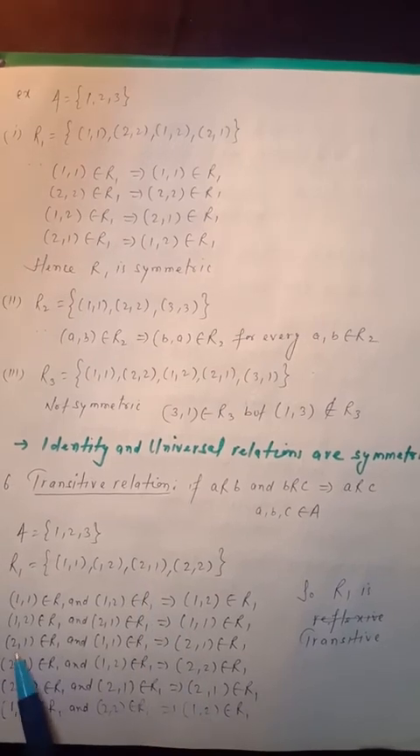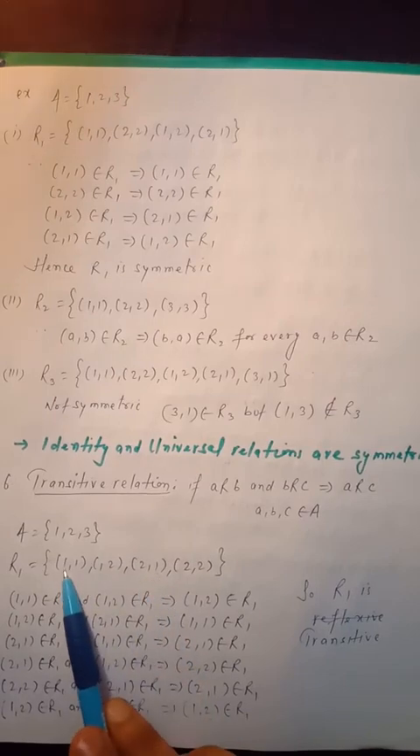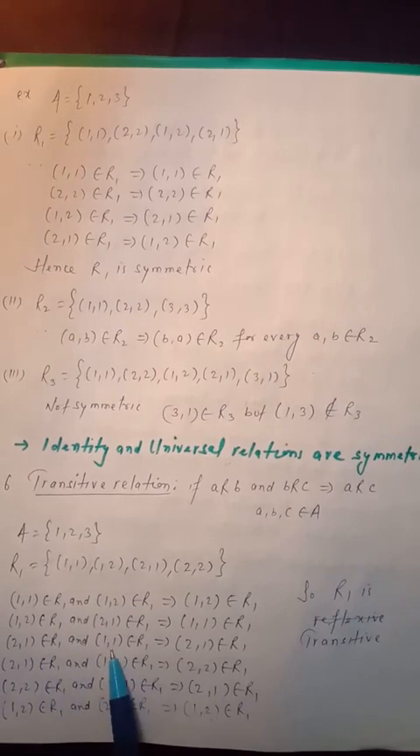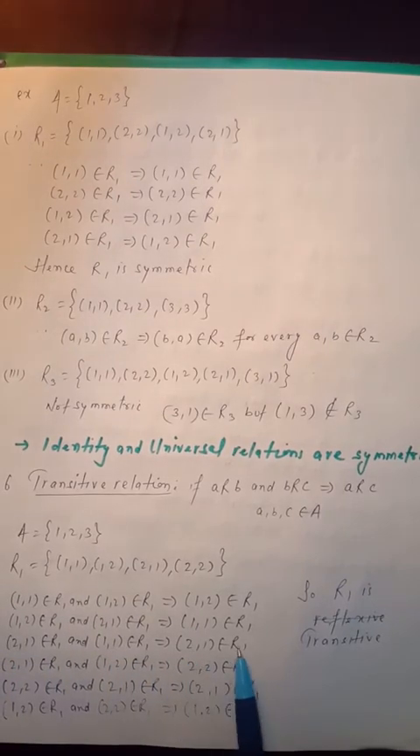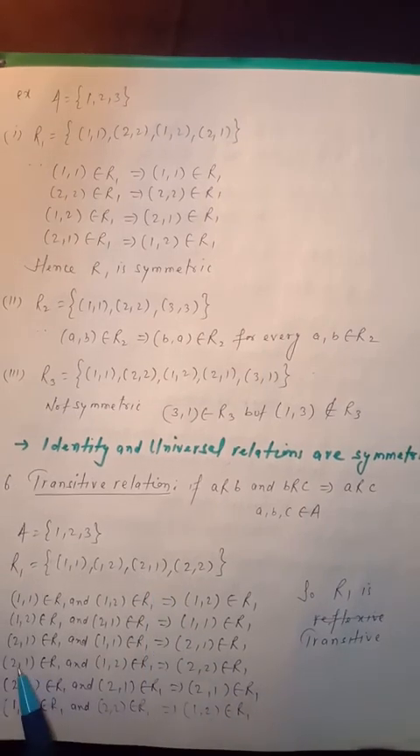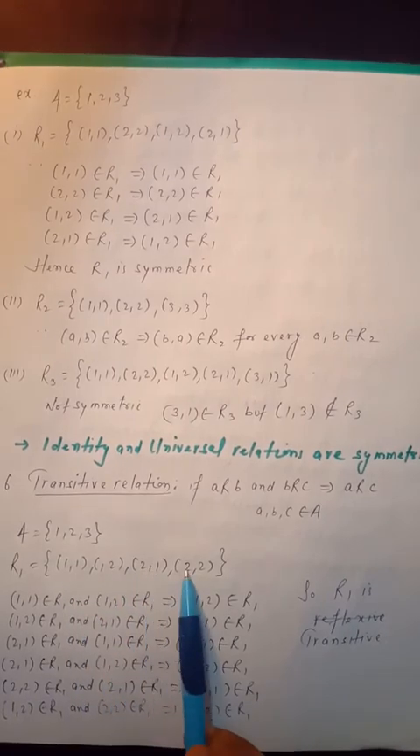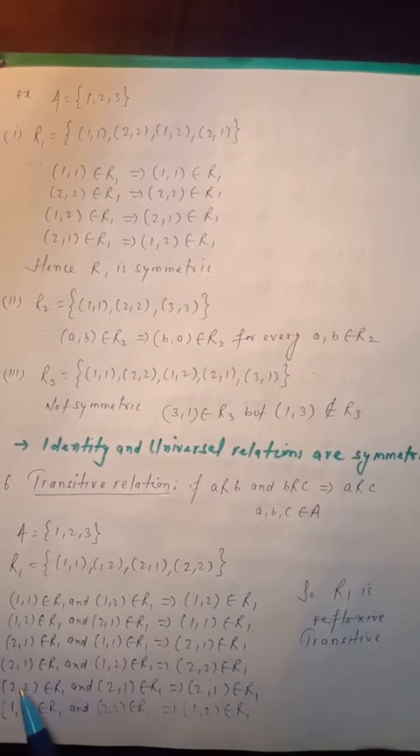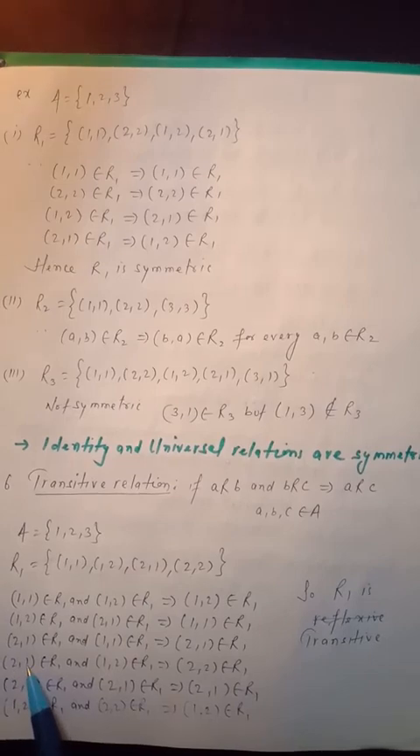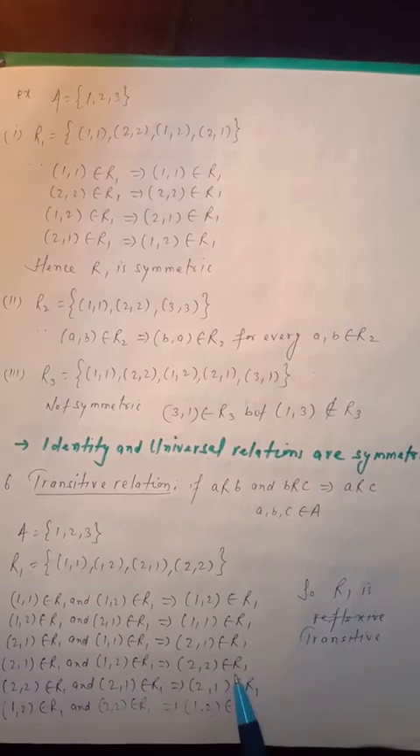Now come to the third element. When 2 comma 1 is present in R1 and it is 2 comma 1, so where is 1? Yeah, so when 2 comma 1 is present and 1 comma 1 is present, it means 2 comma 1 must be in R1. So just check where is 2 comma 1 here. Further, when 2 comma 1 is present and 1 comma 2 is present, and I am talking about the third element, 2 comma 1, so obviously 2 comma 2 must be present, which is present.